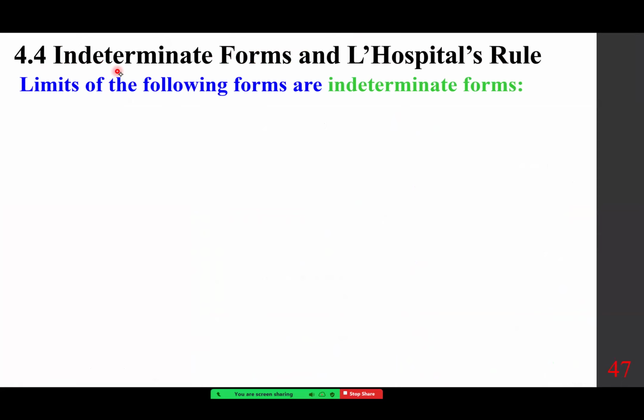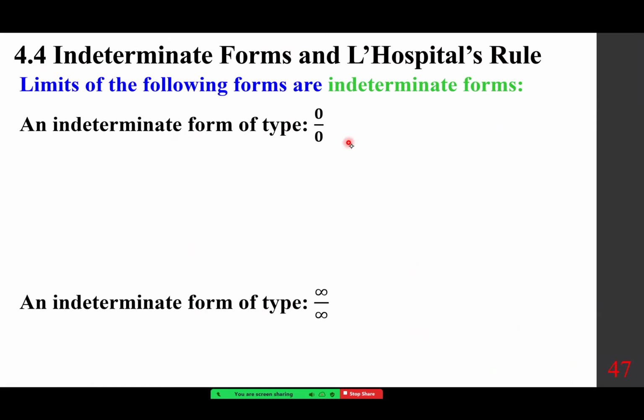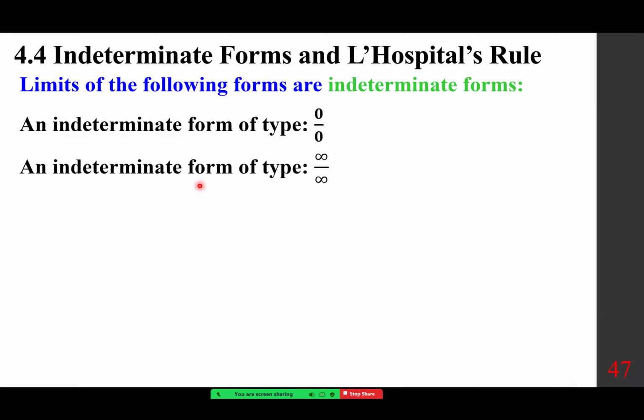4.4, indeterminate forms and L'Hopital's rule. Limits of the following forms are indeterminate forms. An indeterminate form of type 0 over 0, an indeterminate form of type infinity over infinity, meaning we don't know what will be the answer. We can't assume it's 0 or infinity or a specific number. We have to work it out.